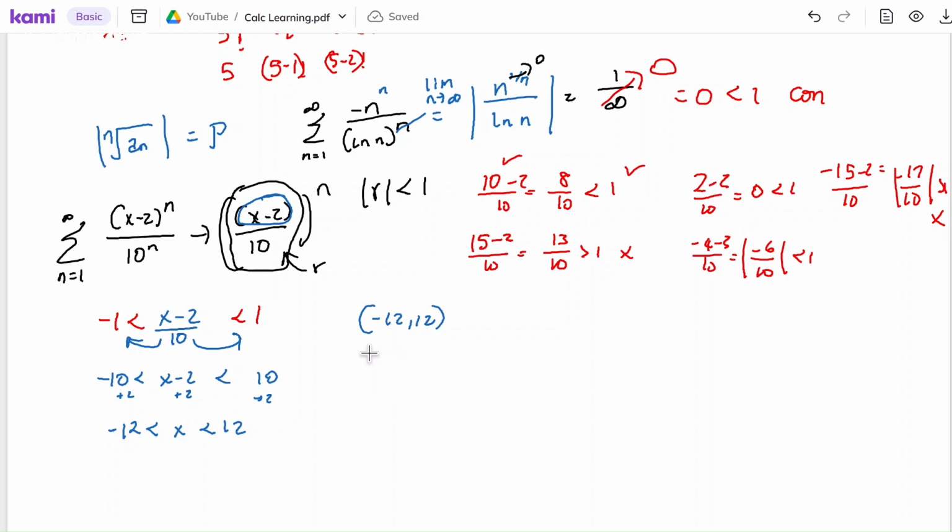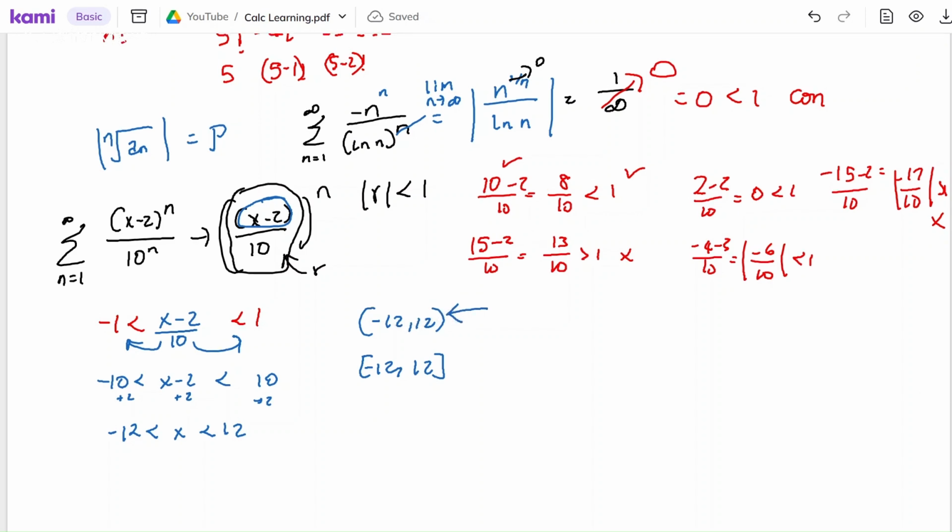So we don't know if the notation is going to be like that, or if it's going to be like this, or one bracket, one square. So we just plug it in. Negative 12 minus 2 is negative 14 over 10. That's not going to work. Put in 12 though. 12 also not going to work. So that means it's going to look something like this.